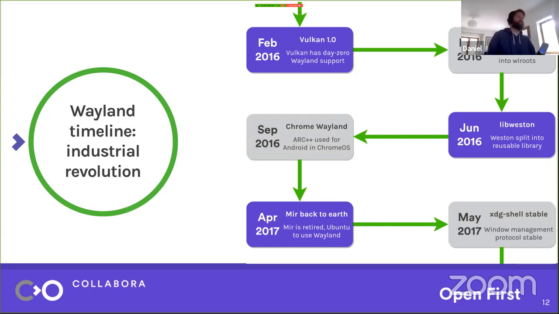And by 2017, Canonical announced that they would not be investing anymore in Mir, and that they saw the future of the Ubuntu desktop as a Wayland-based GNOME system. And around the same time, we finally managed to get this stable desktop window management protocol. This XDG shell stable release was the first time we had real desktop window management under Wayland.